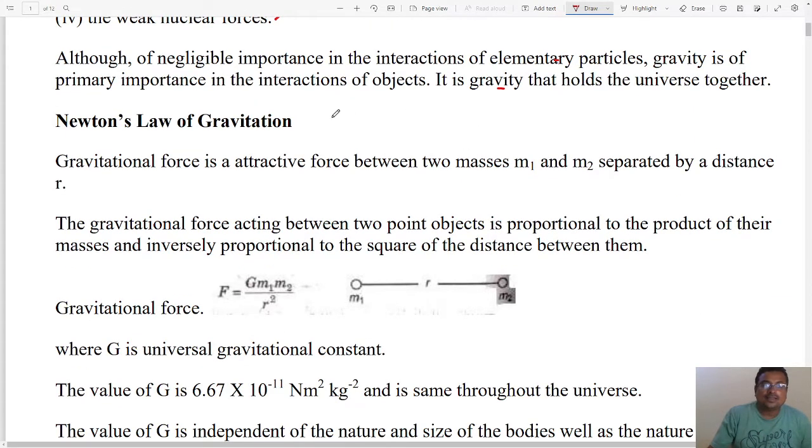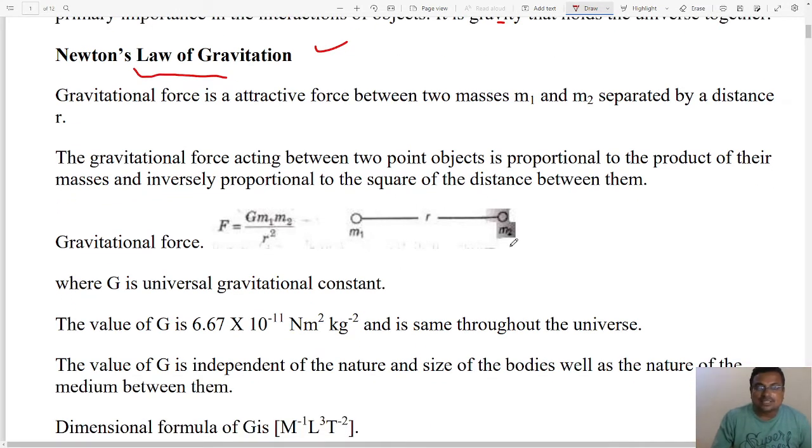So now, after the research, Isaac Newton found out the universal law, called Newton's law of gravitation. Suppose, students, we take two objects. One mass is m1, another mass is m2. The distance between them is r. Two objects are there, and the distance between them is r.